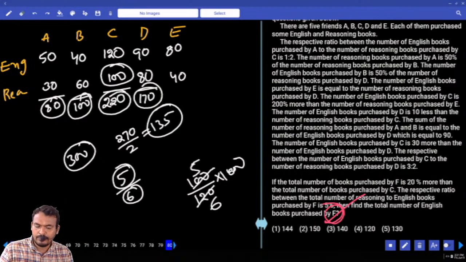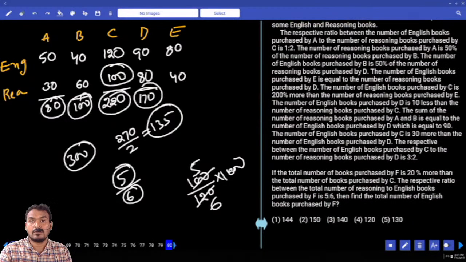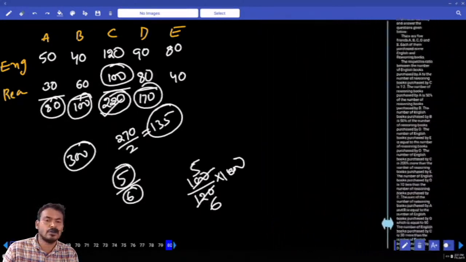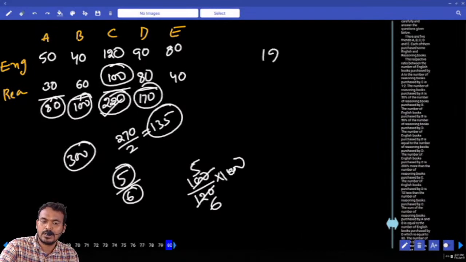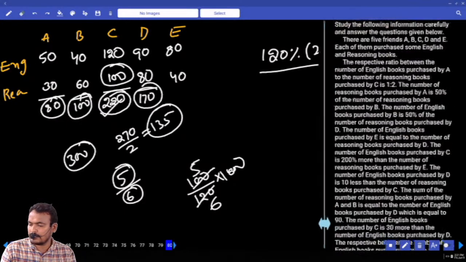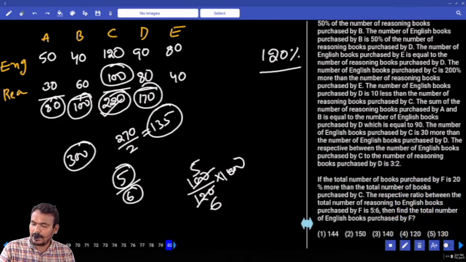Next, question number 80. The total number of books purchased by F is 20% more than the total number of books purchased by C. And the respective ratio in the total number of reasoning to English books of F is 5:6. Find the total number of English books purchased by F. First, what is the C total books? 220. Compared to that one, 20% more. Then we return 120% of which one? 220. 120% of 220. That is split into how many parts? 11 parts.